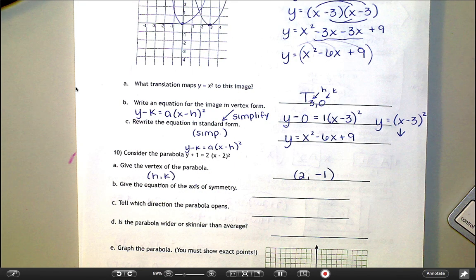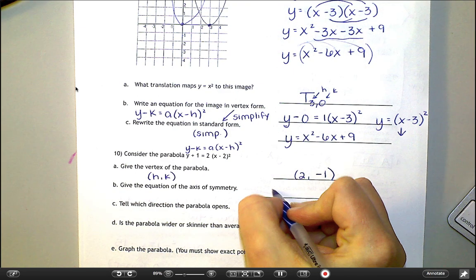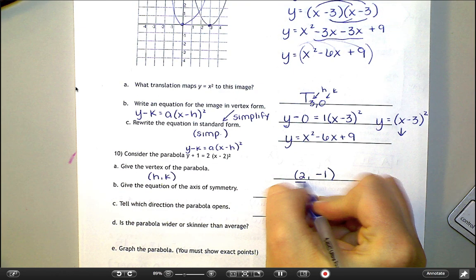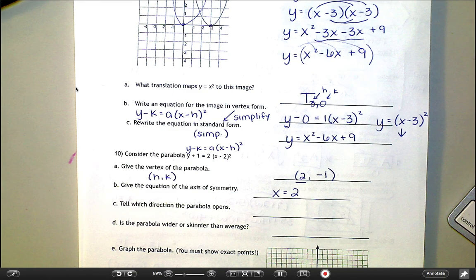Okay? Axis of symmetry is always just x equals this first number from the vertex, so x equals 2. Simple as that. Okay, that's all I have to know for axis of symmetry.